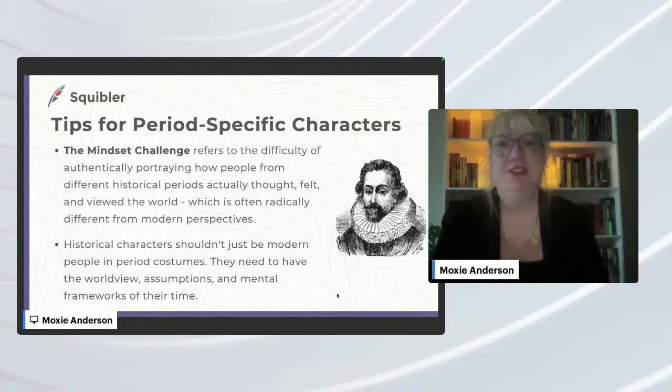One of the biggest challenges is what's called the mindset challenge. And this is the difficulty we have authentically portraying how people from different historical periods may have thought, felt, and viewed the world. And this is often radically different from how we feel in the modern age. So, historical characters shouldn't just be modern people in period costumes. They need to have a worldview, assumptions, and mental frameworks of their time to work within.